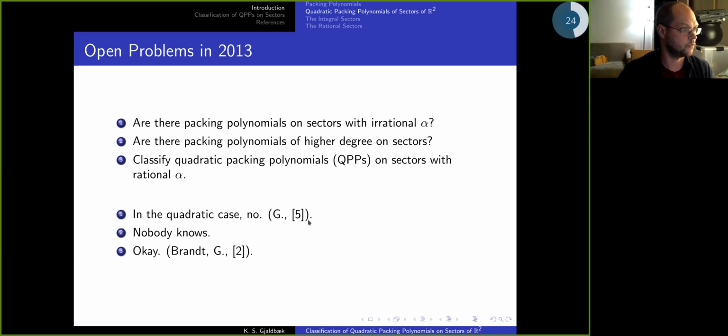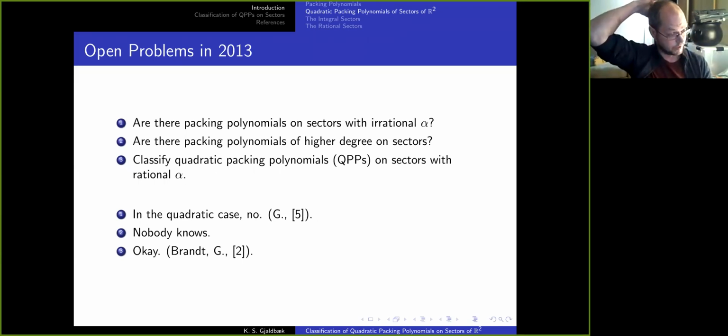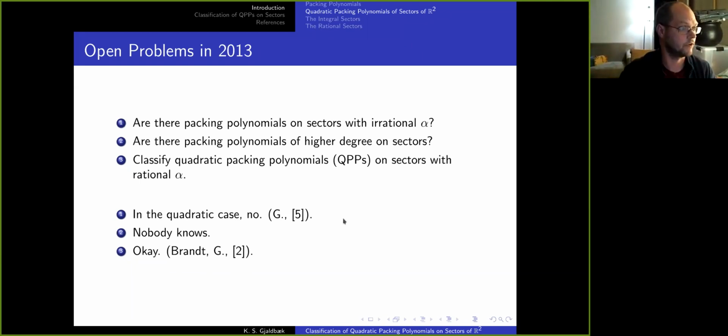The first I solved in my thesis. So this I proved in my thesis, and this was also the subject of the talk I gave last year. In the quadratic case, it is impossible to have a quadratic packing polynomial with an irrational alpha. The case of high degree polynomials is still open, sector or no sector. And the subject of the paper I wrote with Brandt is the classification on rational sectors.